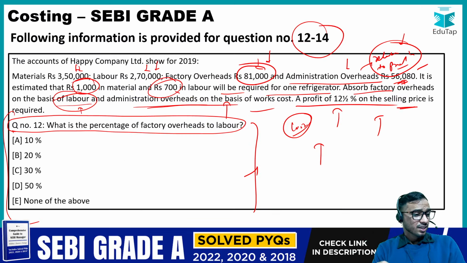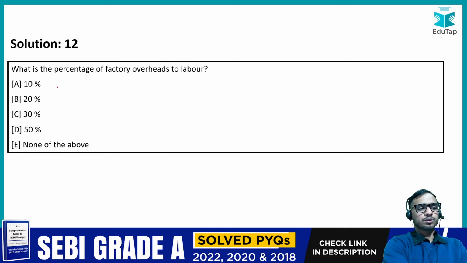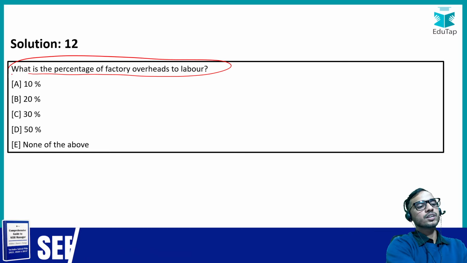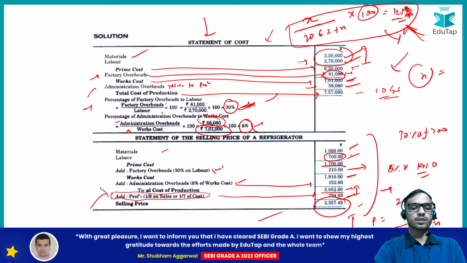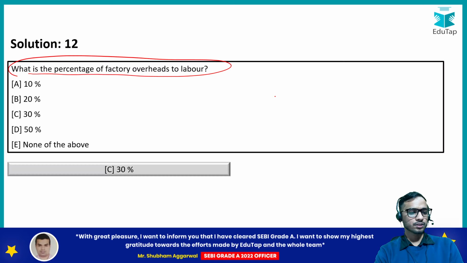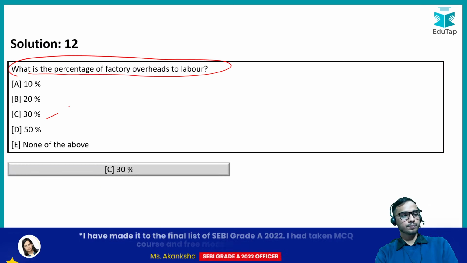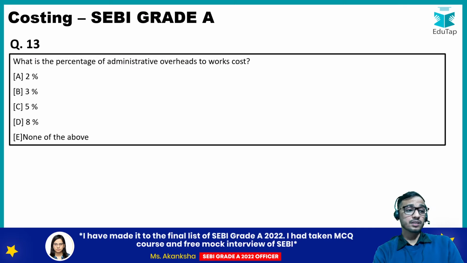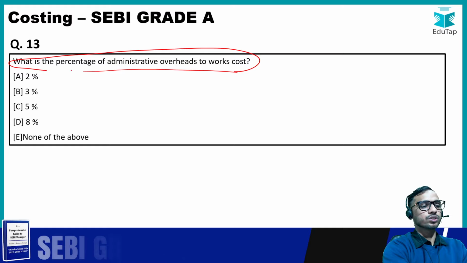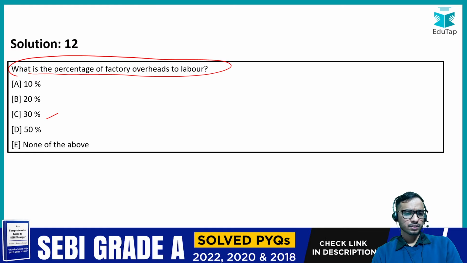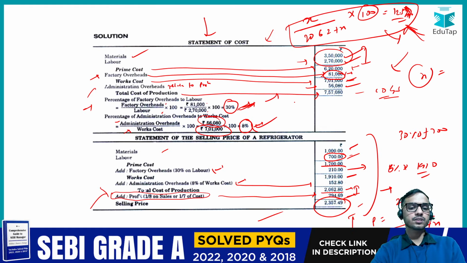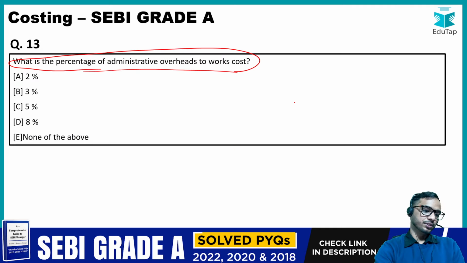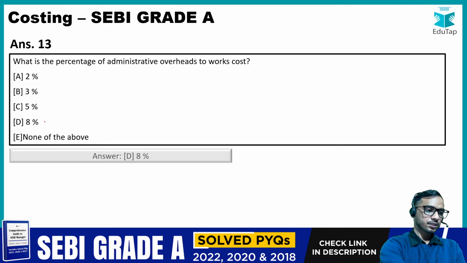Okay, now comes the question. The question says, what is the percentage of factory overheads to the labor? We have found this out very easily. That is 30%. So the answer of this question is 30%. Question number 13 says, what is the percentage of administrative overhead to works cost? We have already found out this 8%. So the answer is 8%.